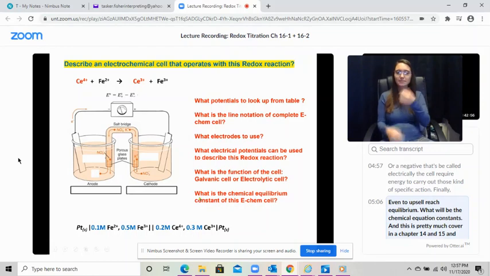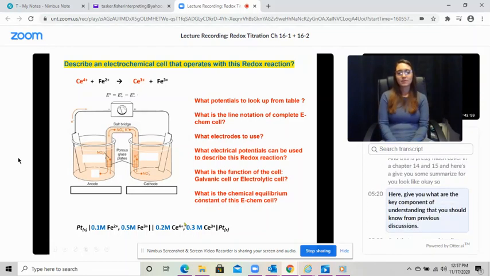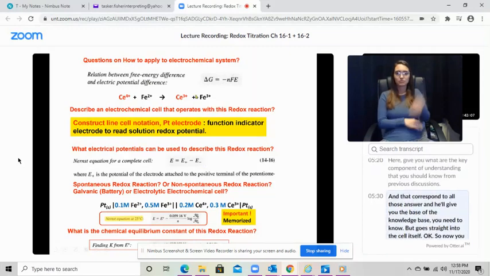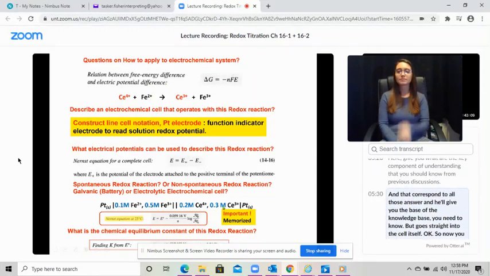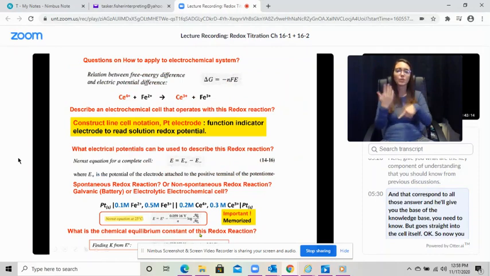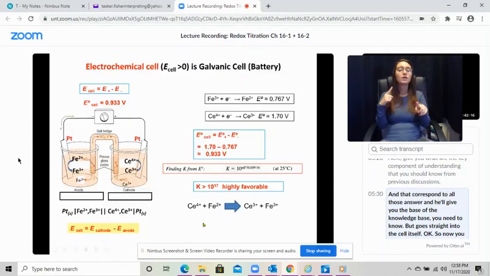Okay, so here are the key components of understanding that you should know from previous discussions, and that correspond to all those answers. Here is the list of the knowledge base that you need to know. But let's go straight into the cell itself.